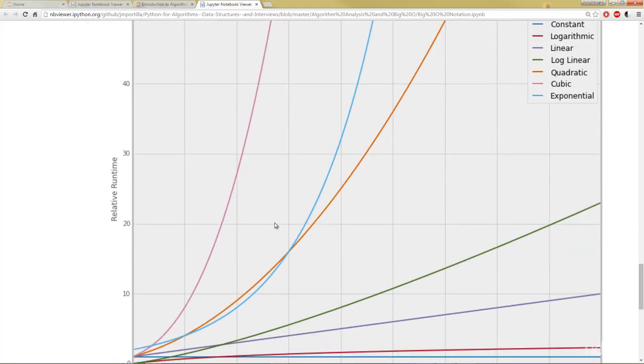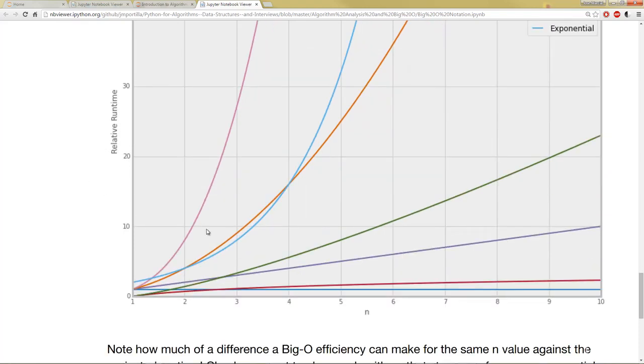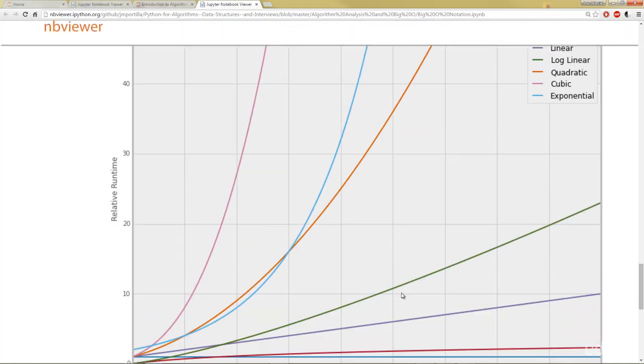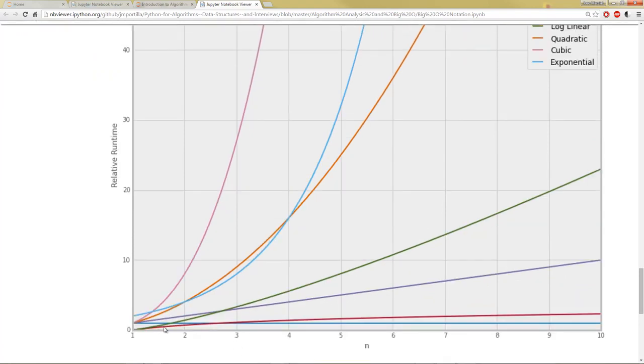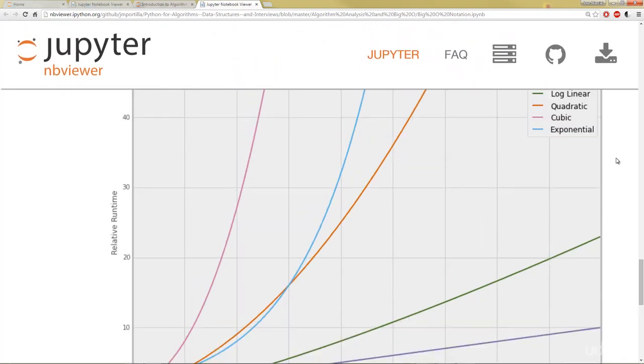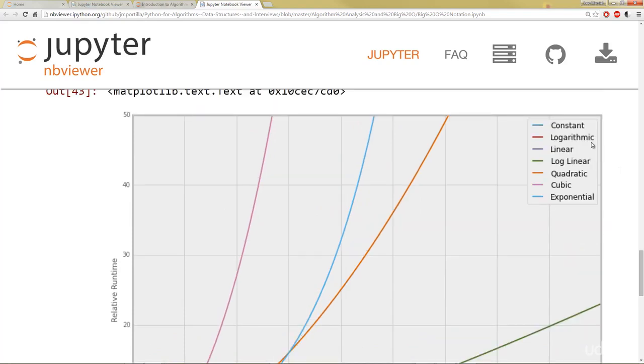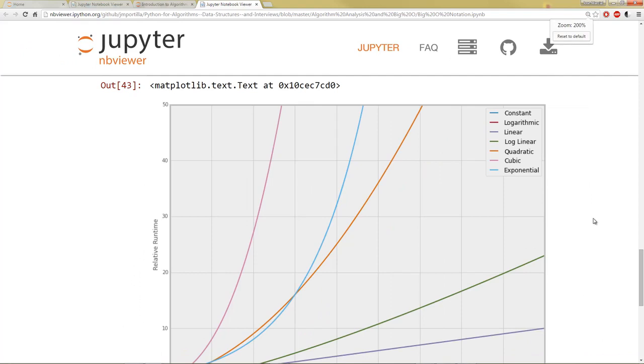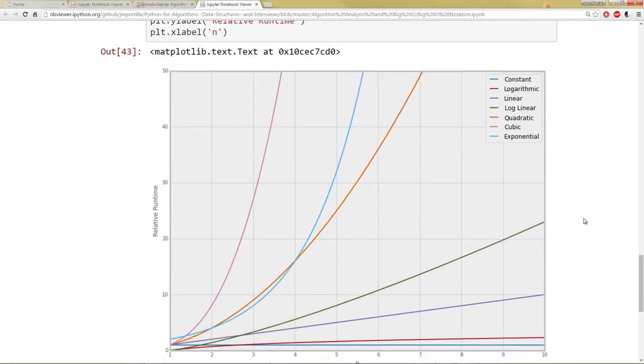So here we can compare the growth of relative runtime versus the size of the input. You can see here in constant time, you'd have a straight line, and then you'd also have logarithmic, log linear, quadratic, cubic, and exponential. So let's go ahead and zoom out a bit so we can see them all. Here we go. So you can see that there's a big impact if you don't have a good big O for your algorithm. There's a huge difference that a big O efficiency can make for the same n value against some sort of projected runtime.